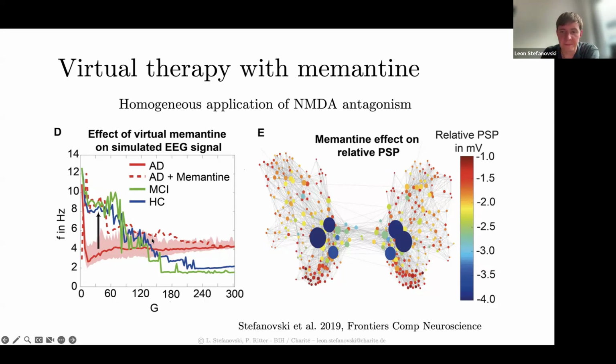And interestingly, this effect was mainly focused also to the hubs. So although the NMDA antagonism was evenly distributed through the brain, the hub regions that were also mostly affected by hyperexcitation were also mostly protected by this drug.